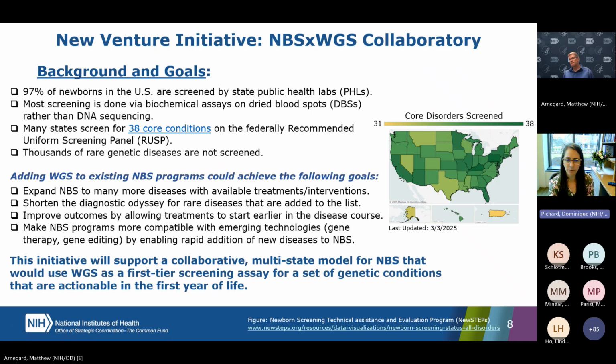97% of newborns in the U.S. are screened by state public health labs, and most of that screening is via biochemical assays on dried blood spots. Many states are able to screen for the 38 core conditions on the federally recommended Uniform Screening Panel, or the RUSP, and we know that thousands of rare genetic diseases are not screened for.